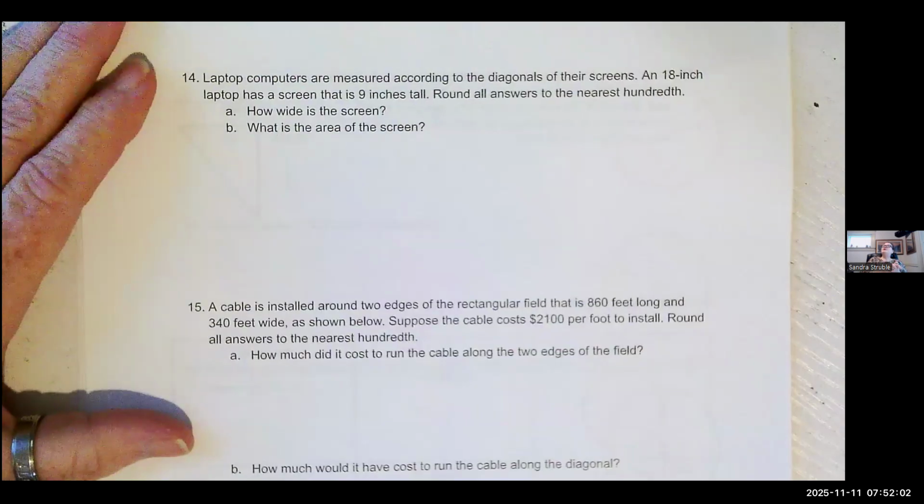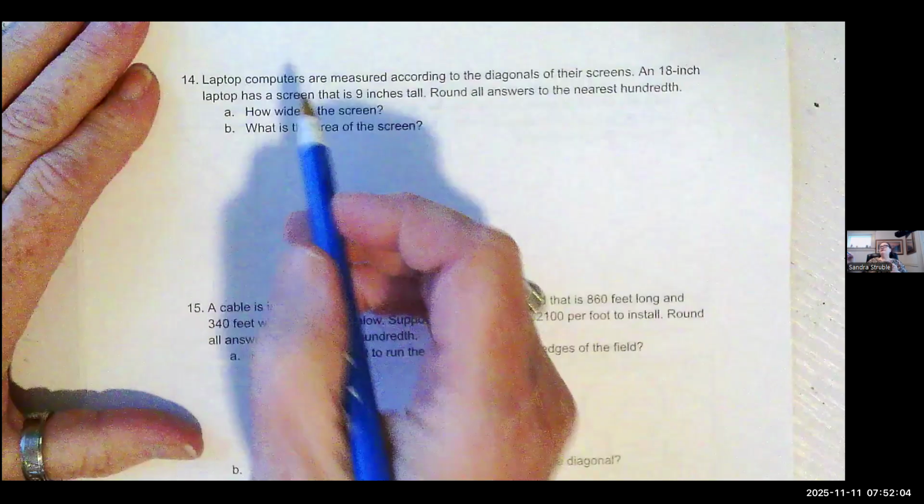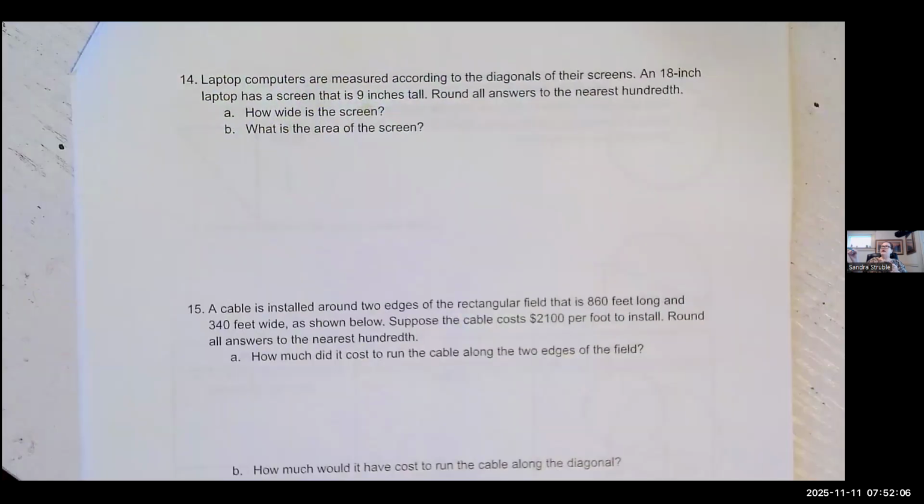Laptop computers are measured according to the diagonals of their screens. So it's not the sides or the base, it's truly the diagonal, across the screens. An 18-inch laptop has a screen that is 9 inches tall.